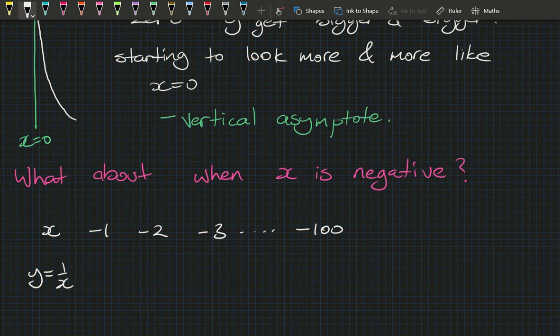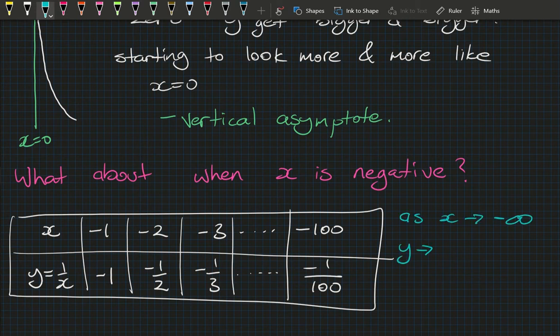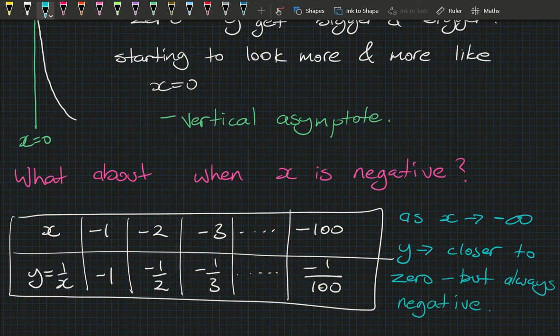So that means that we've got 1 divided by -1 is -1, 1 divided by -2 is -1/2, and 1 divided by -3 is -1/3. And if we counted backwards all the way to -100, we'd get -1 on 100. Okay, so let's close off that table. So we can see that just like when x is headed towards positive infinity, when x heads towards negative infinity, y is going to get closer and closer to 0. The only difference is it's always negative.